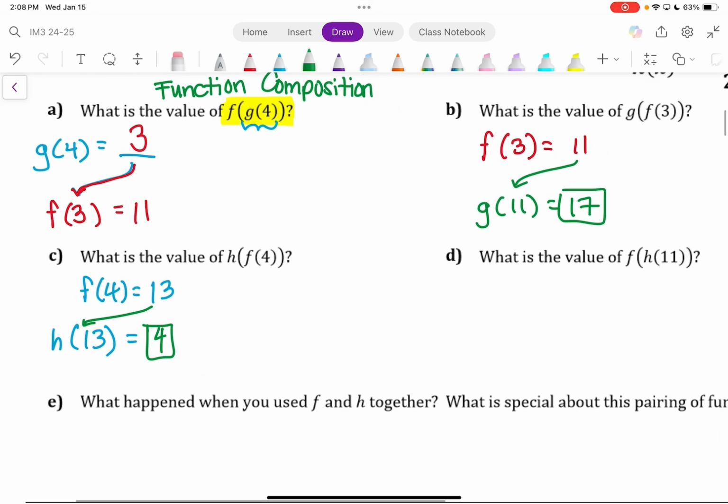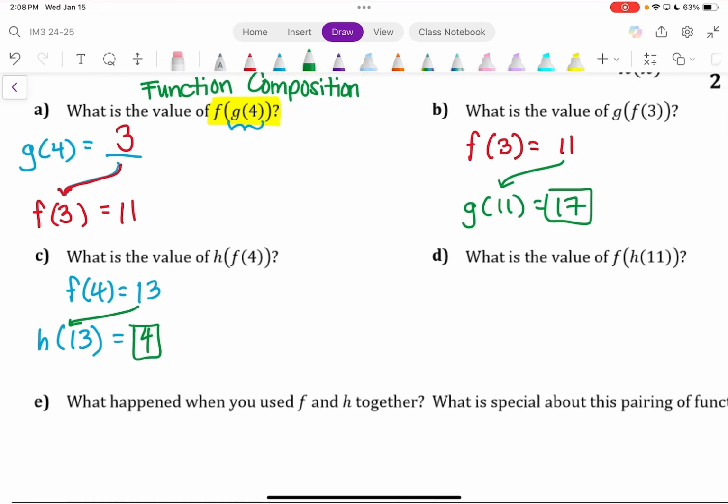All right. Let's jump to the next one. f of h of 11. We begin by evaluating h of 11. What is h of 11? Joel, what is h of 11?